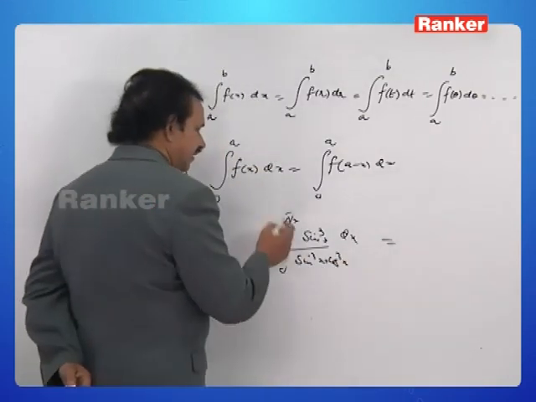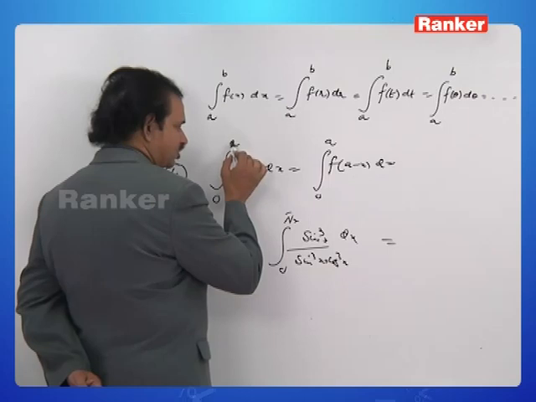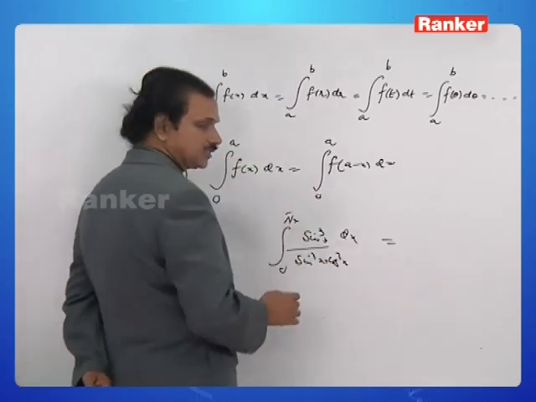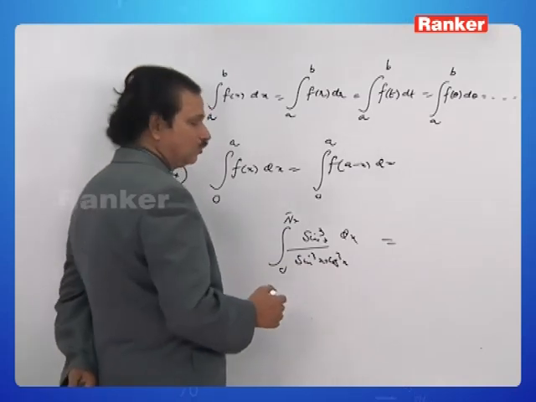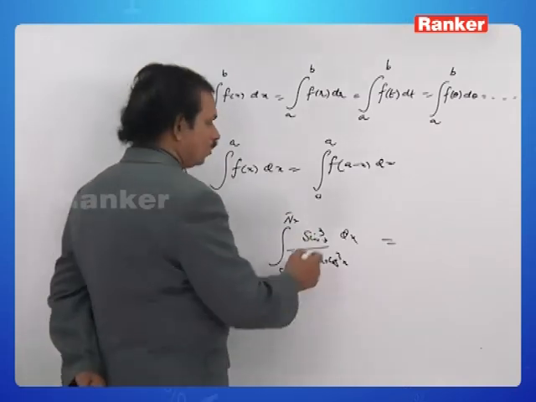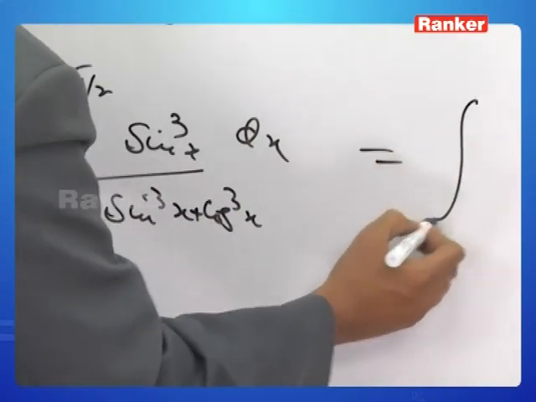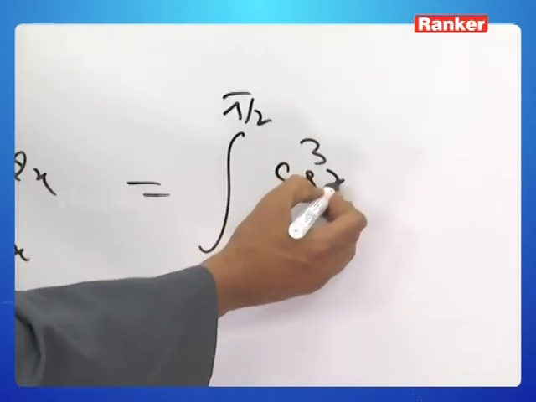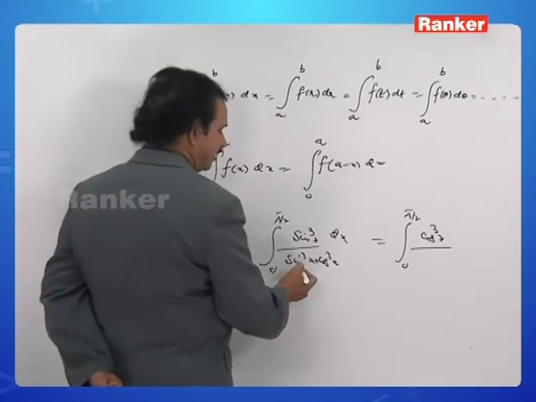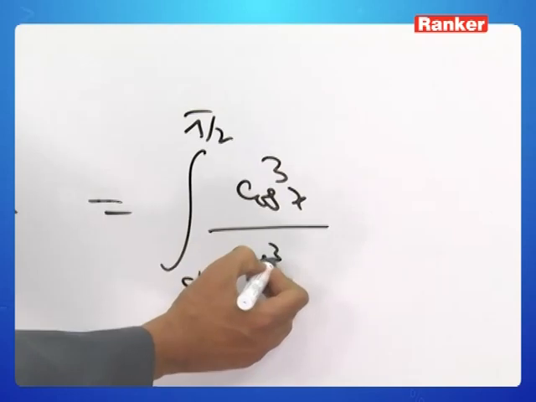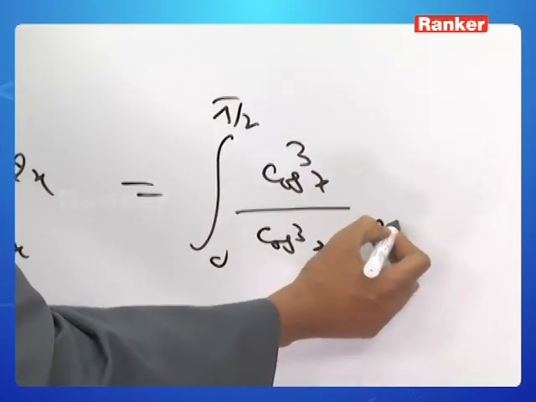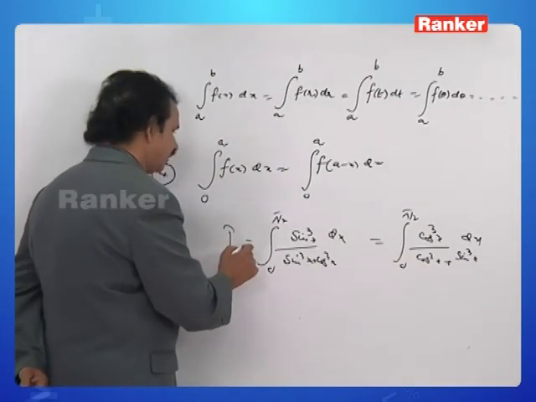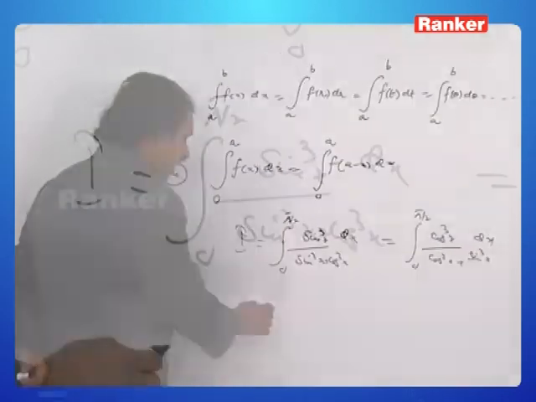In the place of x, we can substitute upper limit minus x. Here, upper limit minus x is pi by 2 minus x. What is sine pi by 2 minus x? Cos x. Integral 0 to pi by 2 cos cube x by sine pi by 2 minus x is cos cube x, cos pi by 2 minus x is sine cube x, dx. Let's say if you name this integral I.